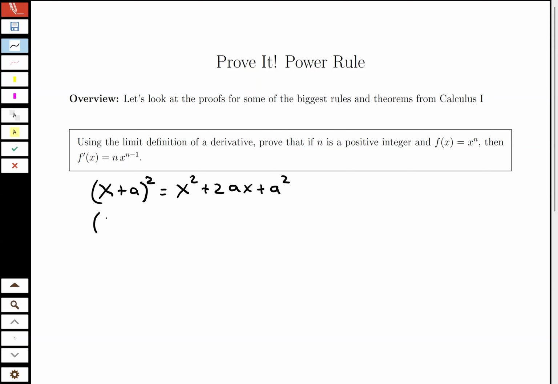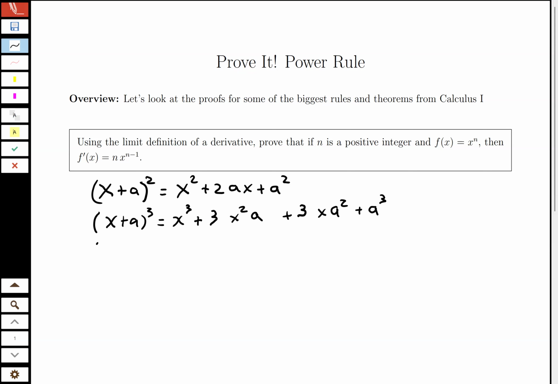If you were to do this to the third power, you would have x cubed, x squared, x, and no x's at all. And as the x's are going down, the a's are going up: a squared, a cubed. And the numbers that go in front here are 3 and 3.